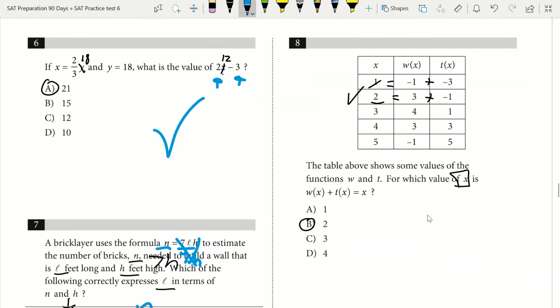All right, I'm asked for which value of x does w of x plus t of x equal x. I'm going to check my answer. So I've got 3 plus -1. That's going to be 2. I see that does equal 2, so that answer is checked now.